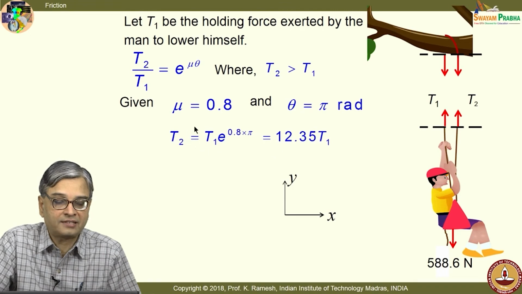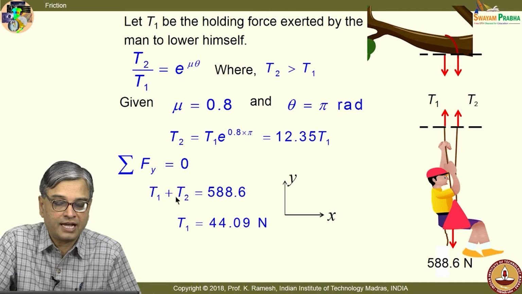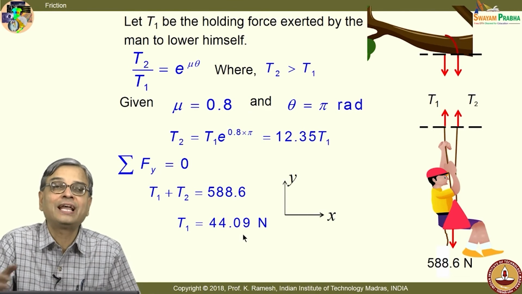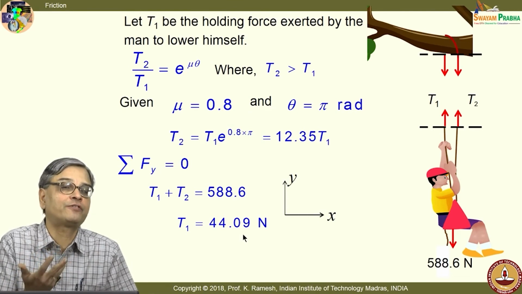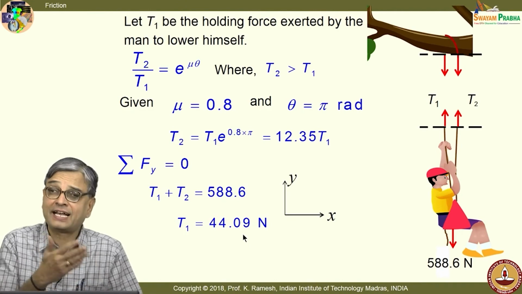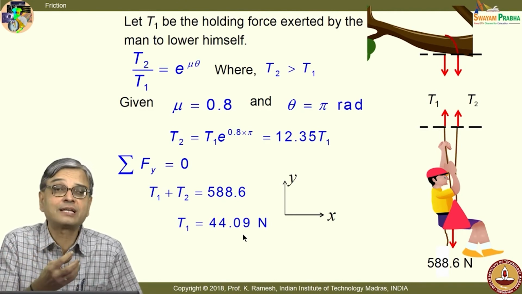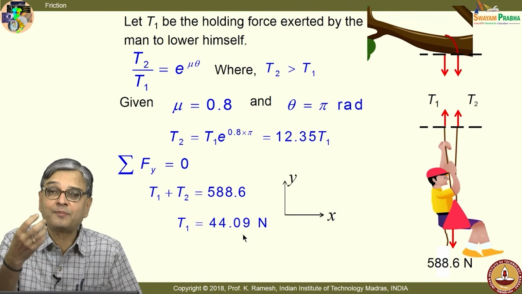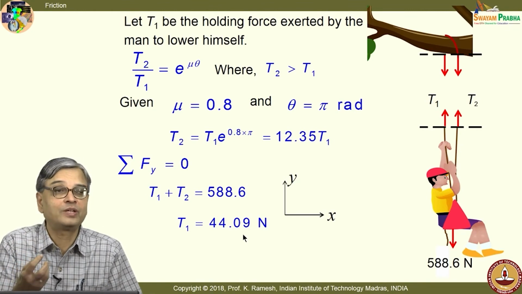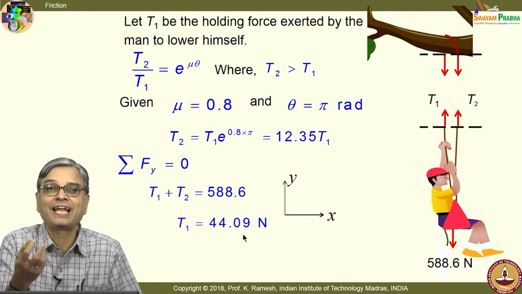and I apply this, I get T2 equal to 12.35 into T1, and if I use sigma Fy equal to 0, I get T1 plus T2 equal to the weight of the man. So, for him to come down, he needs to just hold a very small force of 44 newtons. Precisely the similar thing happened when I was supporting the water bottle of 1 kilogram with a key chain of 80 grams.